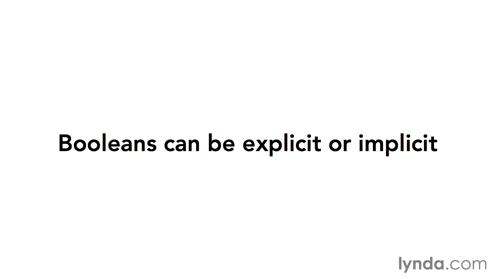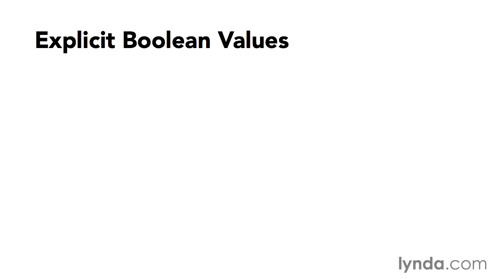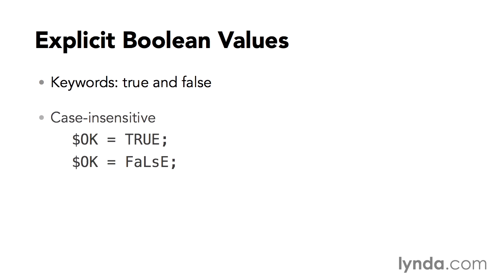In PHP, booleans can be either explicit or implicit. First, let's take a look at explicit booleans. There are just two of them, the keywords true and false. These keywords are case insensitive, so you can spell them all uppercase. You can even use a crazy mixture of uppercase and lowercase, although it's not a good idea. But, and this is vitally important, you must not enclose these keywords in quotes.